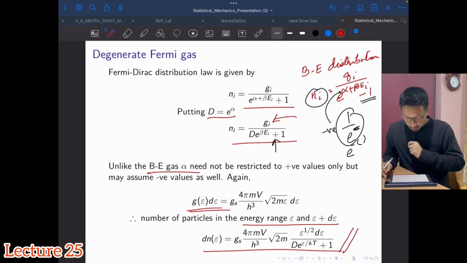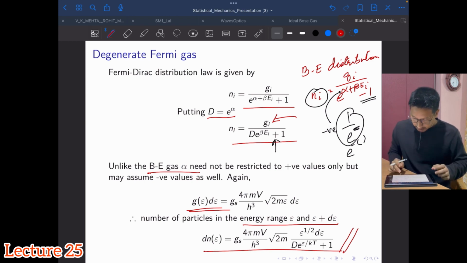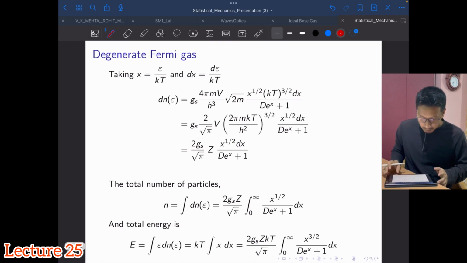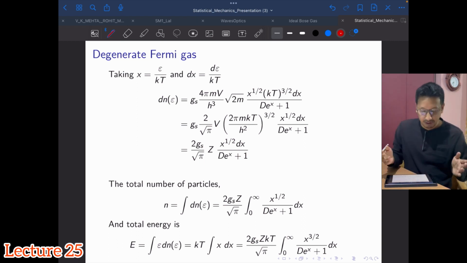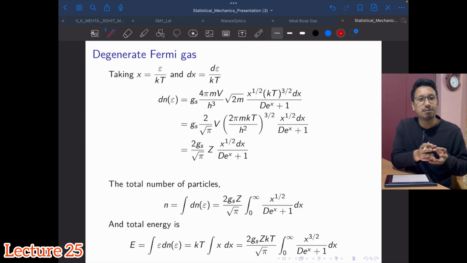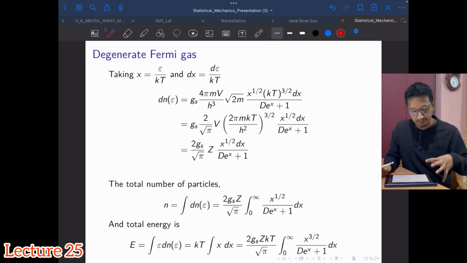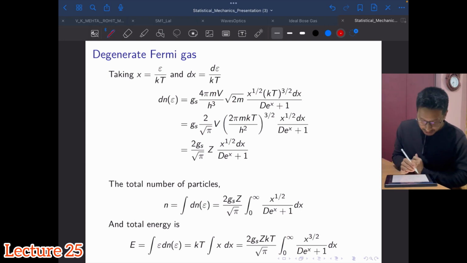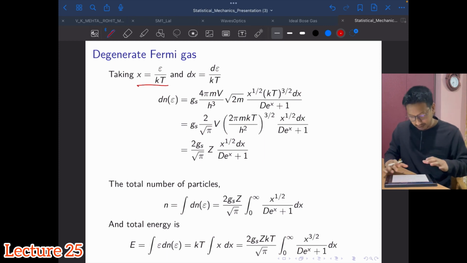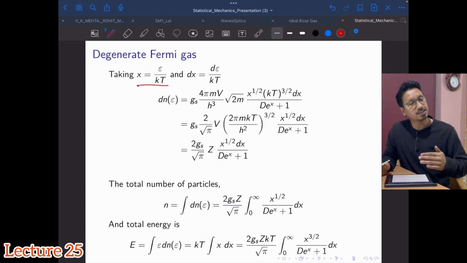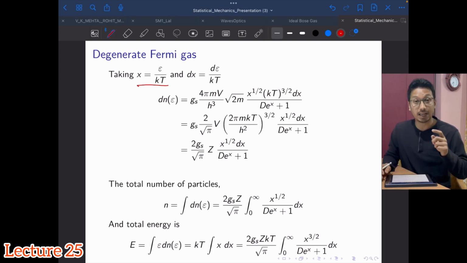Having got all these expressions, what do we usually do to study the degeneracy part? We calculate the expression for the total number of particles, here the total number of fermions, then the total energy of the system. So substituting x equal to E by kT, which we have done, up to some extent you will see all the steps are similar to what you have done for Bose-Einstein statistics, while learning about degeneracy in Bose-Einstein statistics.